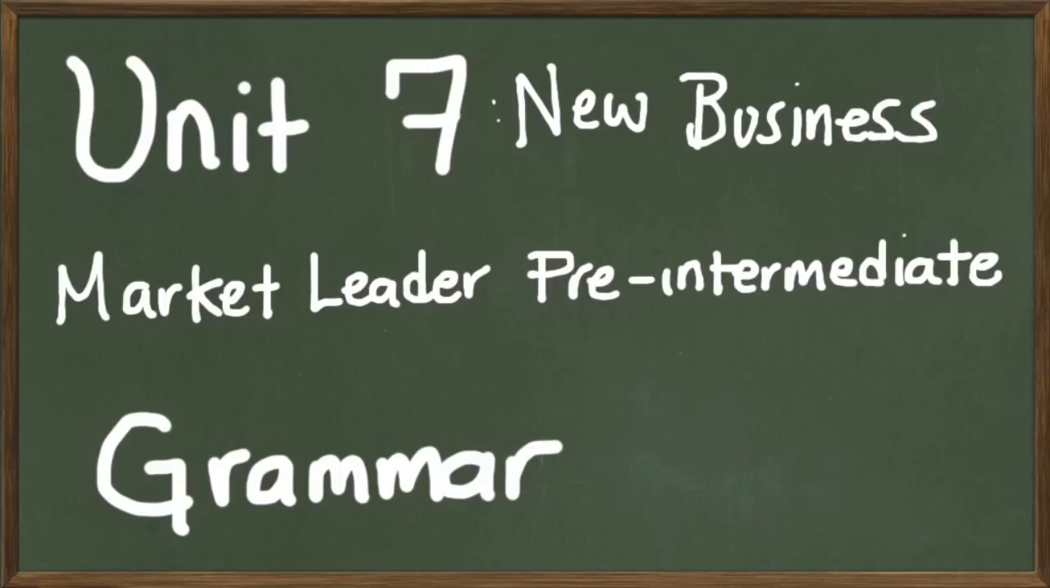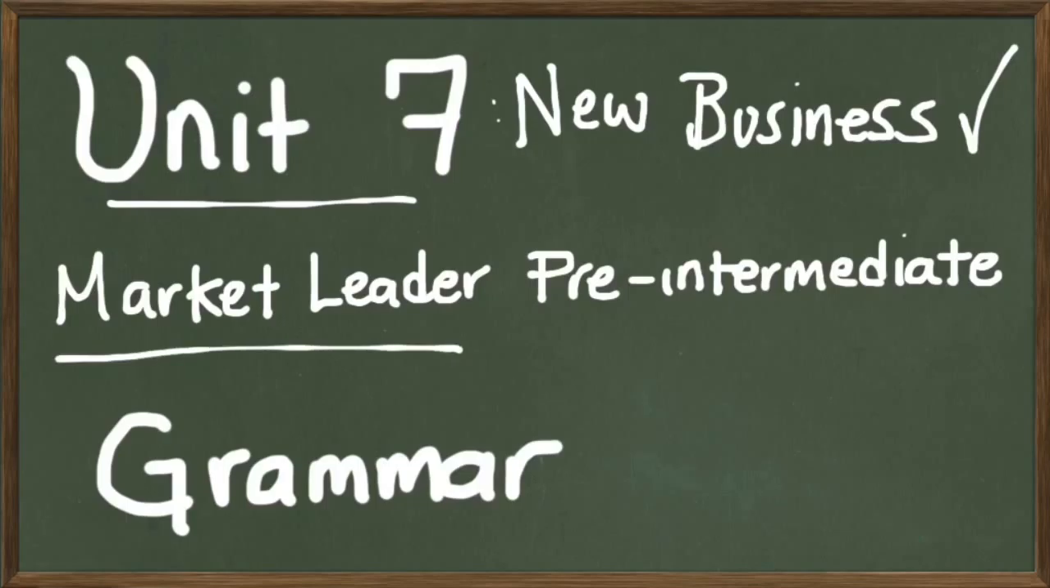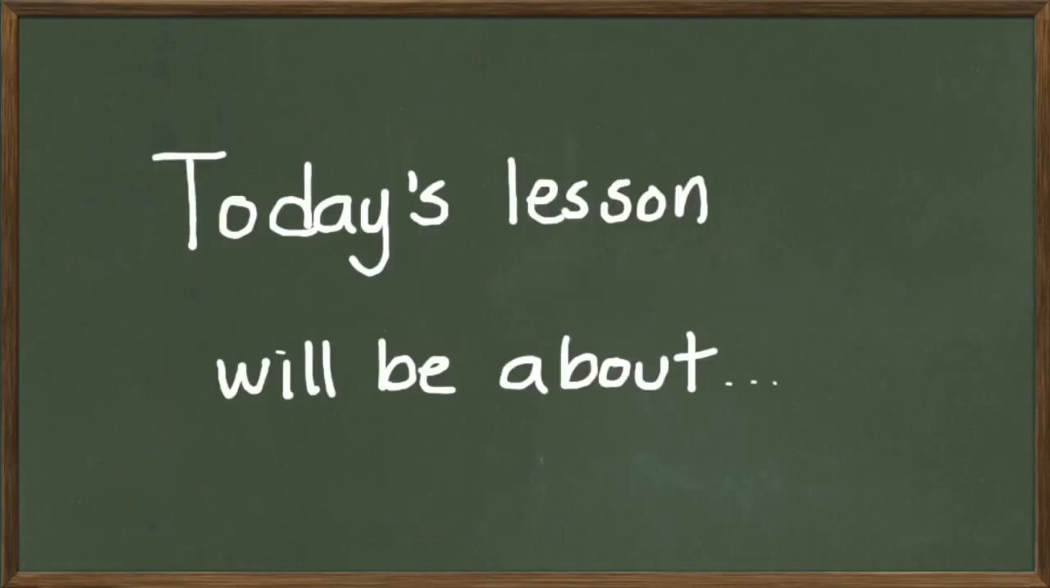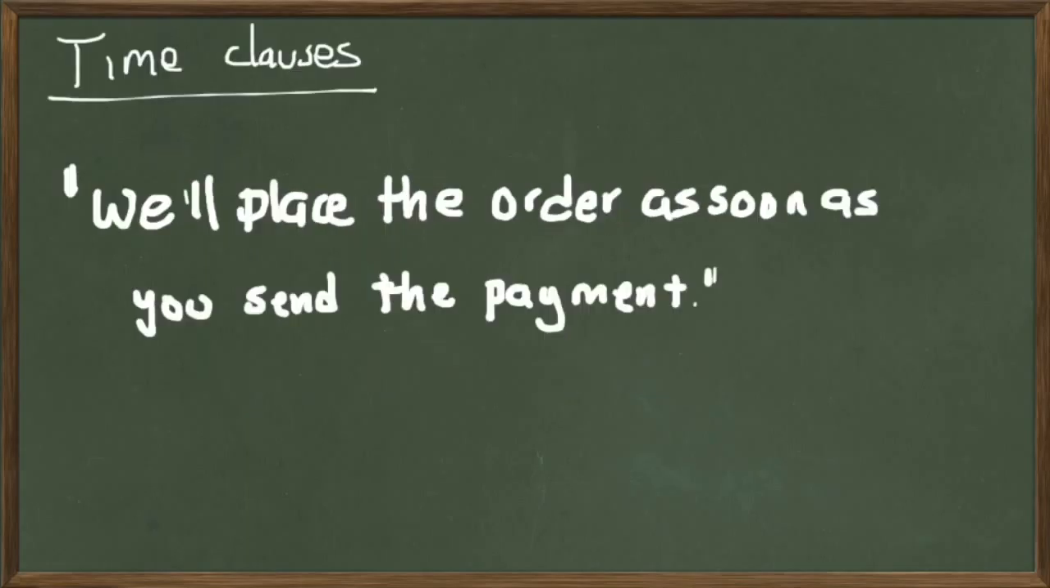Okay, so today we're going to be covering Unit 7, which corresponds to the unit called New Business, from our Market Leader book for pre-intermediate students. In this case, we're going to be covering the grammar of that book in that unit too. Let's begin. Today's lesson will be about time clauses.